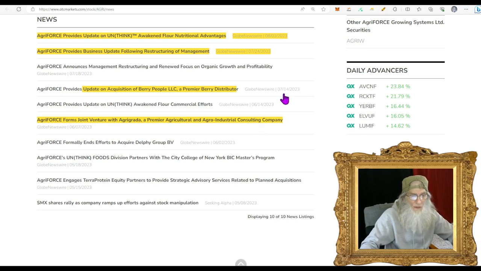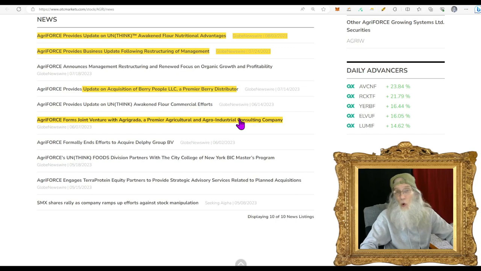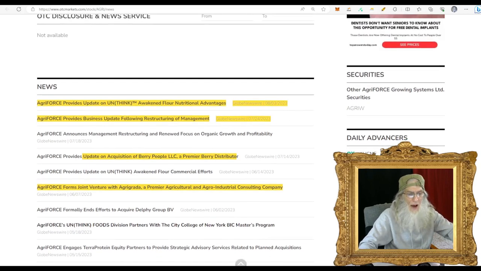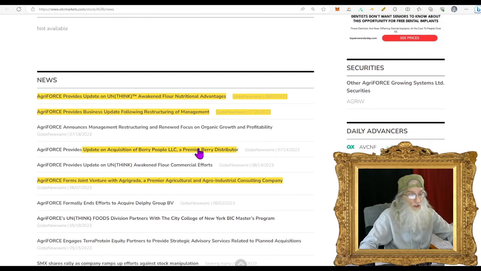Then we've got a piece of news halfway through July. The company gives us an update on the acquisition of Berry People LLC. This is a premier berry distributor. They want to close this deal. They had planned on having it closed by now, but they need some more due diligence, some more vetting, but they say it's still on the books. It's still supposed to happen. Then we've got two pieces of news I do want to bounce into quickly. One came out the third week of July, and one came out the first week of August.